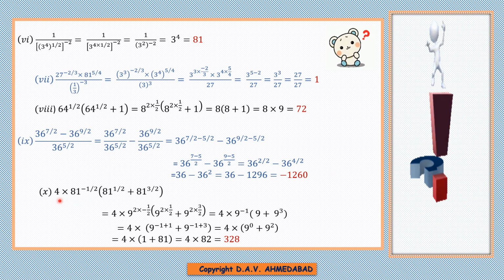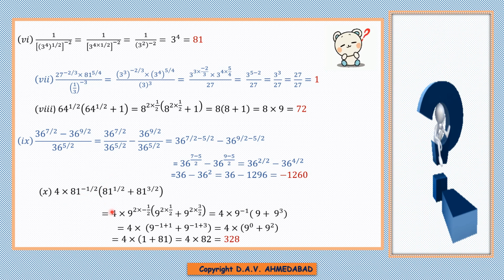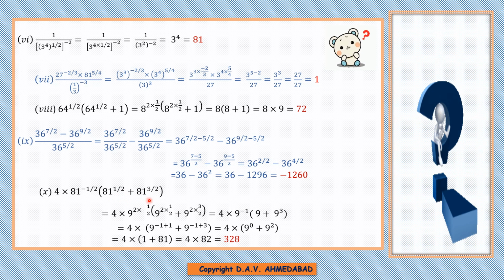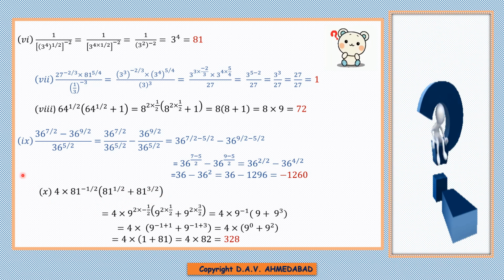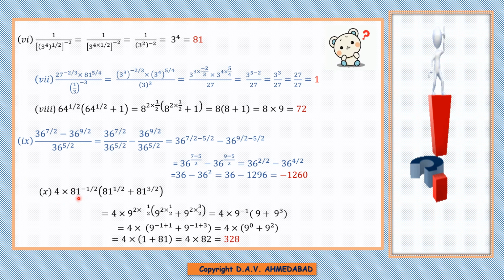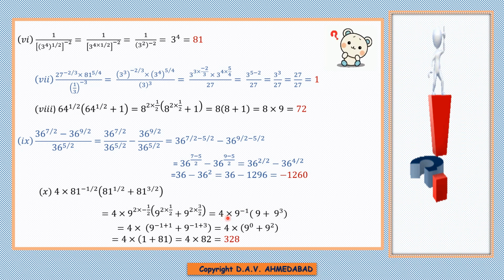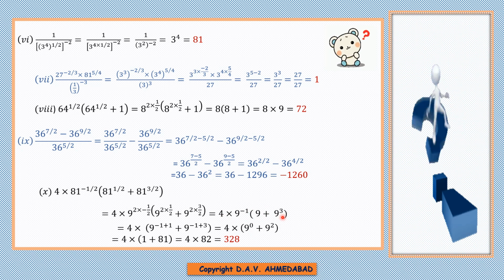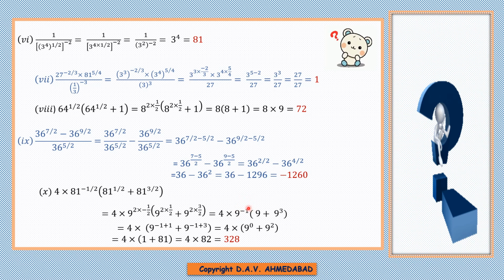Now next is 4 into 81 raised to the power minus 1 by 2 into 81 raised to the power 1 by 2 plus 81 raised to the power 3 by 2. Children, this question is again very similar to the previous part, right? So 81, first of all, you will write as 9 square. Then 2 cancelled. So we will be having 4 into 9 raised to the power minus 1 into 9 plus 9 cube. Right?